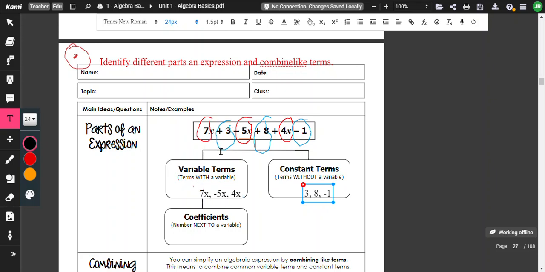Notice how, for the constant terms and the variable terms, the signs are what's in front of the numbers. And if there isn't a sign, like right here on 7x, we say that that's a positive 7x. And right here there's a negative 5x.